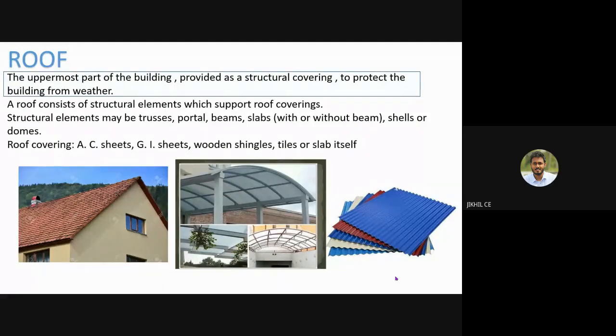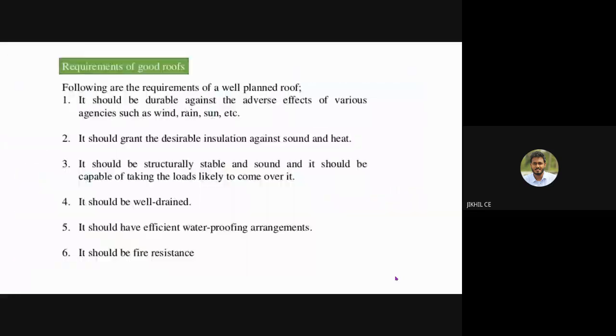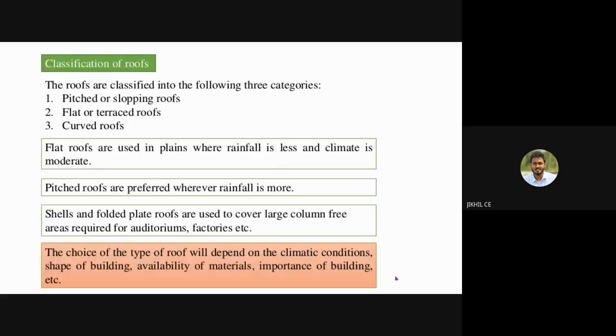So we had an introduction on the roof. Just a quick recap. We said the roof is the uppermost part of the building, and it protects the building from all types of weather conditions. And we have different types of roofs. What are the various requirements of a good roof? It should protect the building first of all, and other important requirements of the roof.